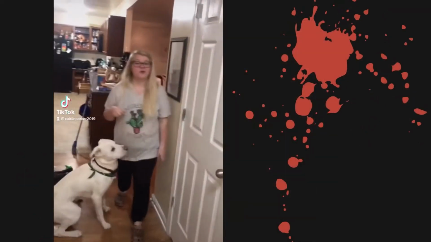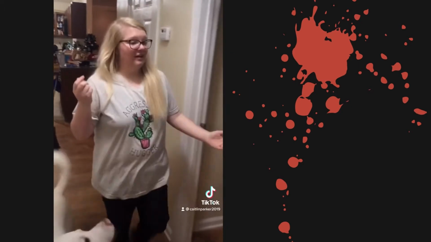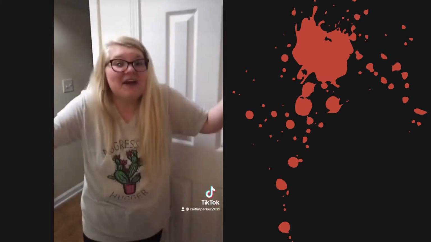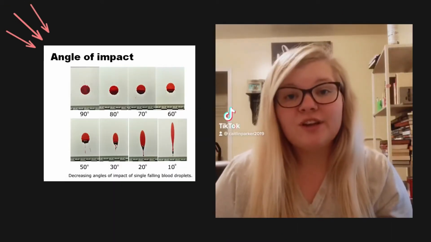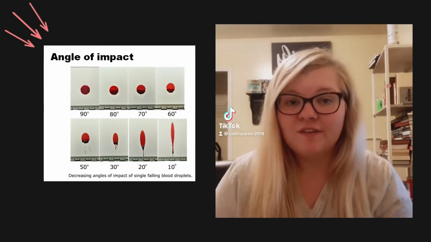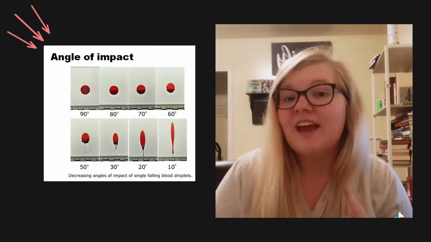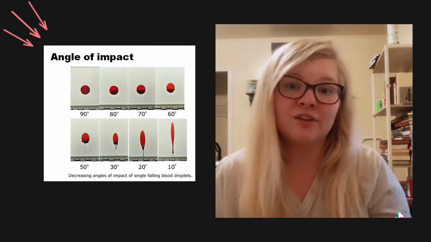All right, I'm just going on a walk with my dog, but oh no, there's blood. What will I do? So the first thing we need to do to solve this crime is find the angle of impact, and by doing that we have to find the length and the width of every single blood droplet that was left on the floor.